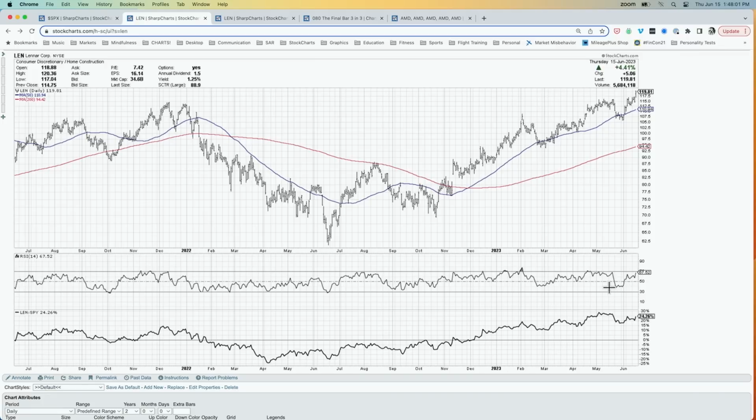The momentum has bounced off of 40 for the RSI, and it's rotating higher. Not yet overbought, which tells me there may be further upside. The relative strength softened up just a little bit here at the end of May, but overall still remains in a strong long-term uptrend.